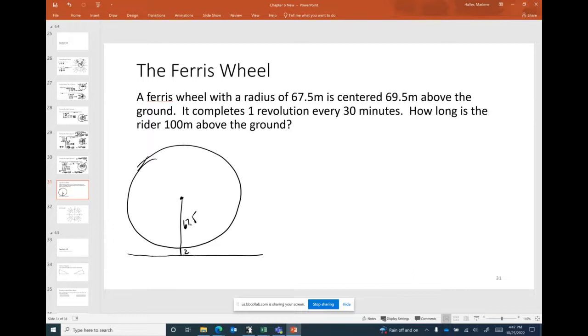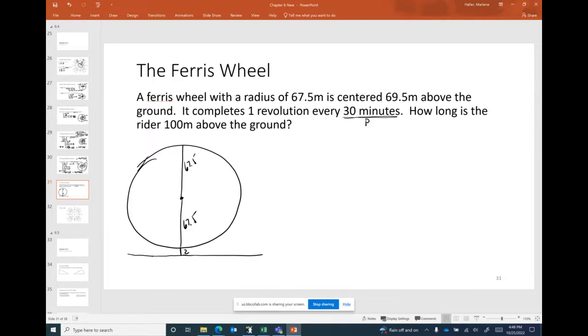Okay. So we've got radius of 67.5. We've got one there. We've got the other radius up here. What's our diameter? 135. Right. So that's what's going on. It completes one revolution every 30 minutes. Okay, if it goes around every 30 minutes, that's going to be our period, isn't it?